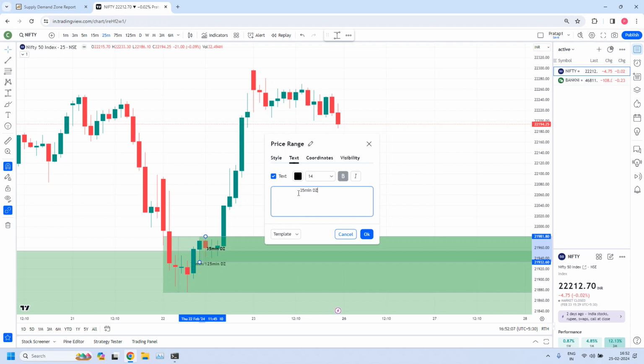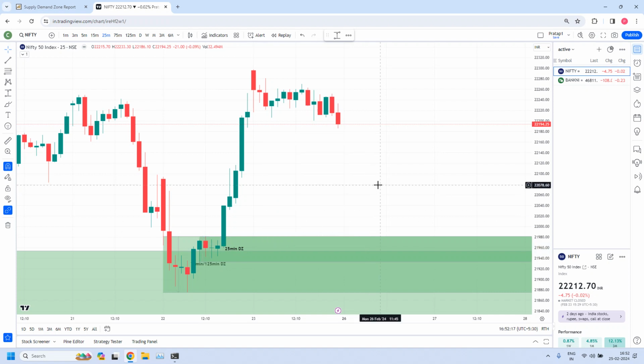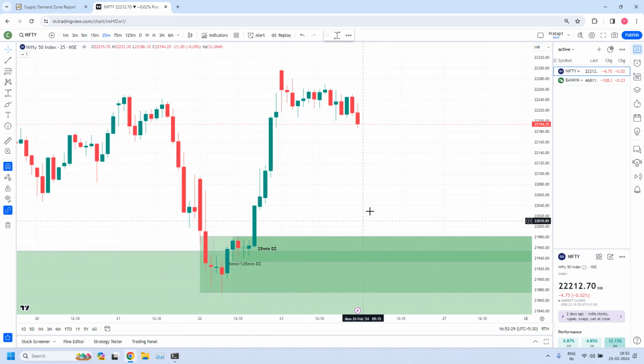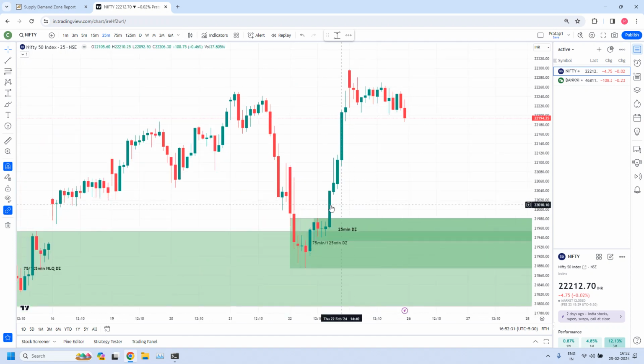But this is a normal demand zone. Sorry, it is a 25 minutes demand zone. See, this entire area is either a 75 or 125 minutes area. In that, the order flow is related to the 25 minutes demand zone. Now you can plan, in case instead of a 75 minutes entry, you take a 25 minutes entry and minimize the risk.